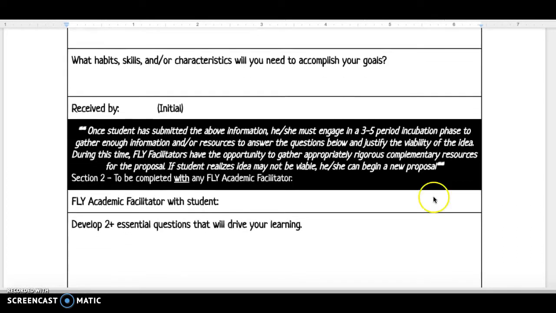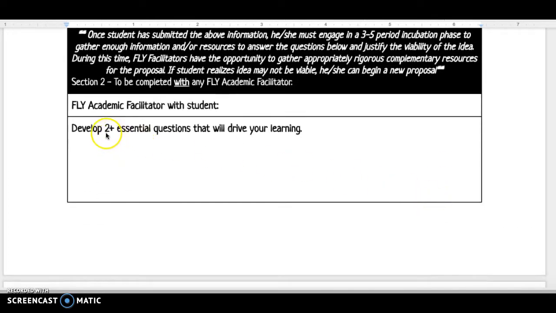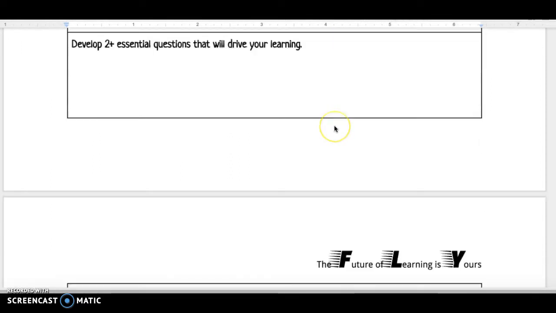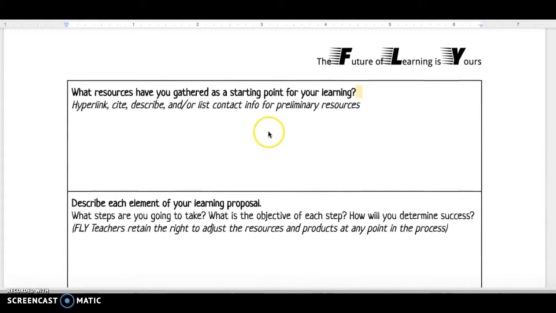So in that second section, it asks you to develop 2 or more essential questions that are going to drive your learning. It also asks you to gather some resources or list the resources that you've gathered as a starting point for your learning. You could link them in there, you could cite them, you could describe them, or if it's a person that's a resource or a business or an experience, you would list any contact information. So students can put stuff in there, but the teacher might also want to put resources in there that he or she comes across knowing that it could help you.